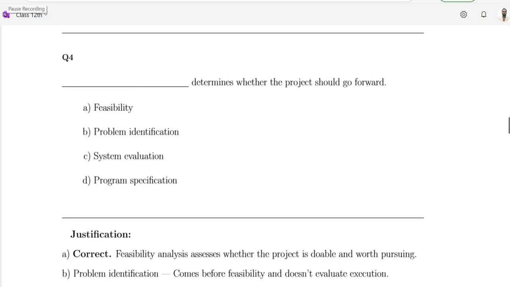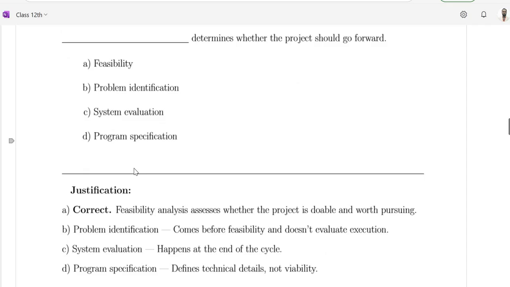Question number 4, dash determines whether the project should go forward: feasibility, problem identification, system evaluation, or program specification. The correct option is feasibility analysis. During feasibility analysis, you can check whether the process will move ahead or not. Problem identification comes before feasibility and does not evaluate execution. System evaluation happens at the end of the cycle. Program specification defines technical details, not viability.